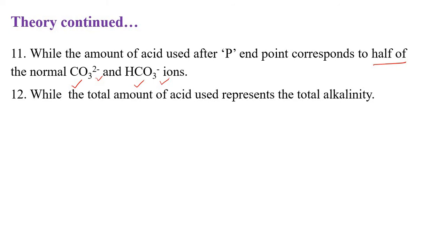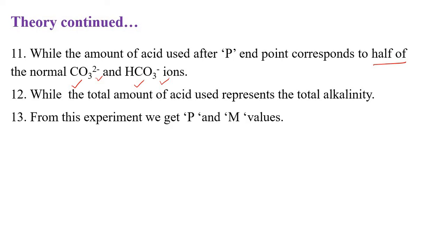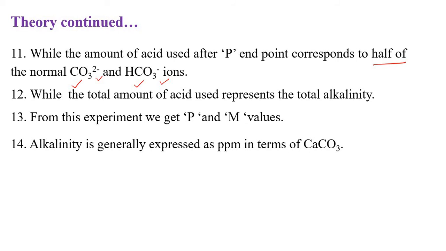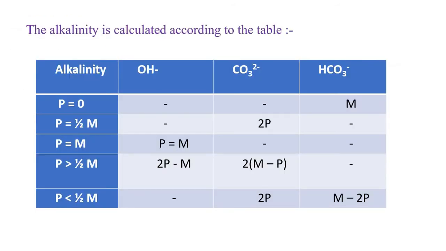In this way, the total amount of acid that is used represents the total alkalinity present in the water sample. From this experiment, we will get 2 values, that is the P endpoint and the M endpoint. The alkalinity is expressed as ppm in terms of calcium carbonate. So this is the table.